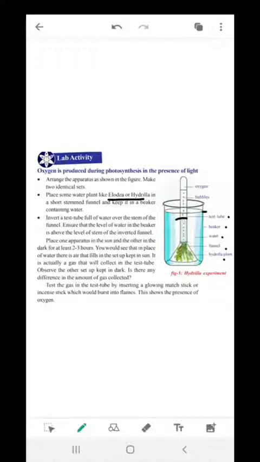Now, we have to test the gas in the test tube by inserting a glowing matchstick or incense stick. You have to slowly remove the test tube from the beaker, and we should test with a glowing matchstick. If the gas is oxygen, then it will burst into flames. This shows the presence of oxygen. Hope you understood the Hydrilla experiment, which we did to prove that oxygen is produced during the process of photosynthesis.